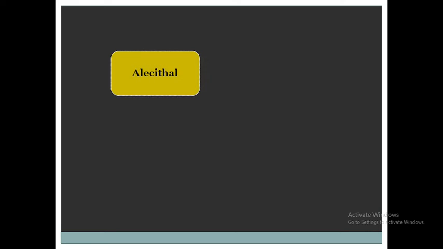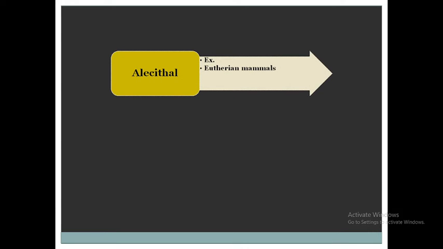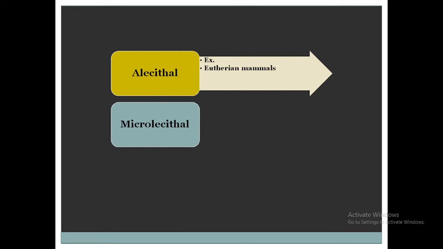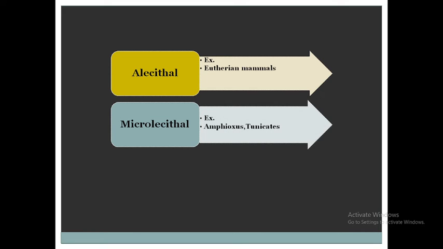Now, the first type we have discussed is the type of egg depending upon the amount of yolk. If the animal egg has no yolk or a very small amount of yolk, then that type of egg is called alecithal. The best example is the eutherian mammals. If the animal has a small quantity of yolk, then that type of egg is called microlecithal, and it is present in animals such as Amphioxus and the tunicates.